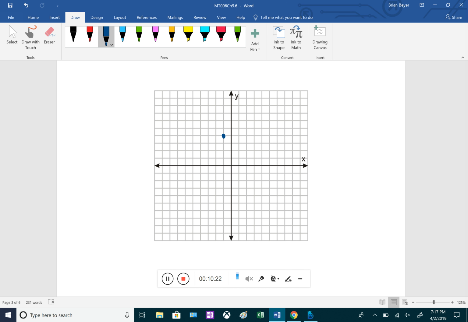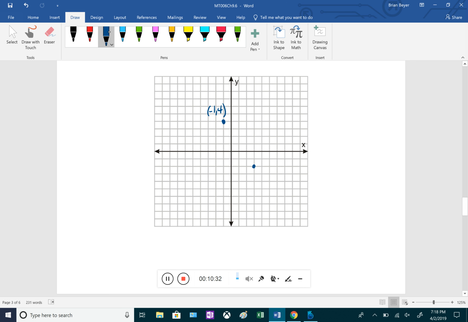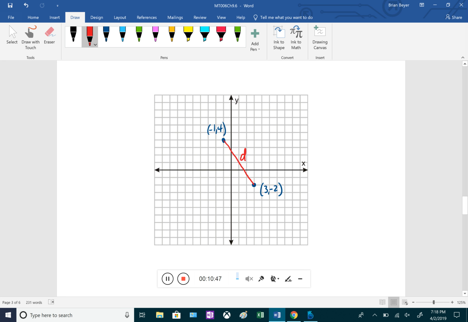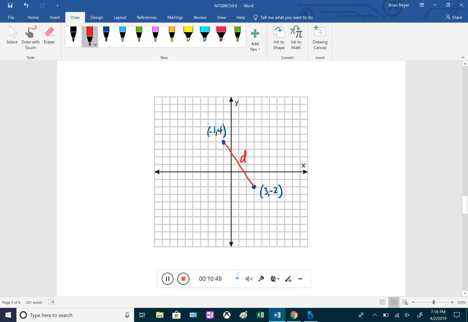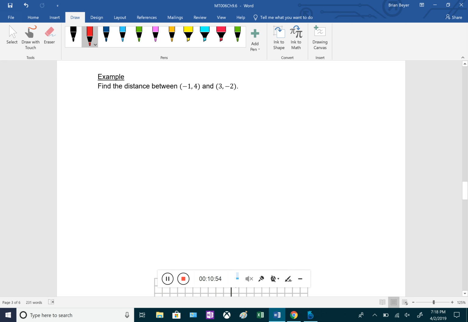Okay, so this is the coordinate -1, 4. The other coordinate was 3, -2. So that's to the right 3 and down 2. So we're trying to find this distance right here. So this is D. We're trying to find how far away that is, where each grid counts as one spot. Once again, we can't just count them because it's not perfectly in line, it's at an angle. So we have to use the distance formula.